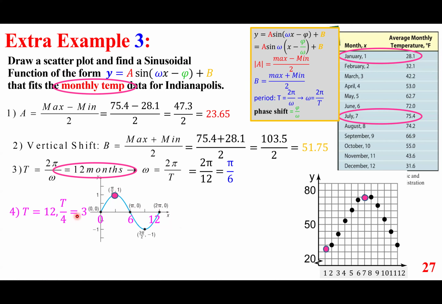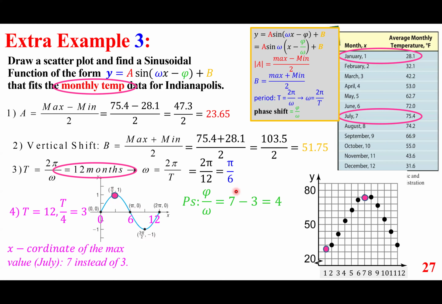The maximum occurs for a basic one. Okay, look at the very first arc that we did. We had to cut it into 4. The third, in this case, the third one. So the x coordinate of the max value, which is July, is supposed to be 7 instead of 3. July is 7, but it should be 3, right? If it was a sinusoidal function with no phase shift, it should have been 3. But there is a phase shift, and it's gone to the right by 7 minus 3, or 4 units.